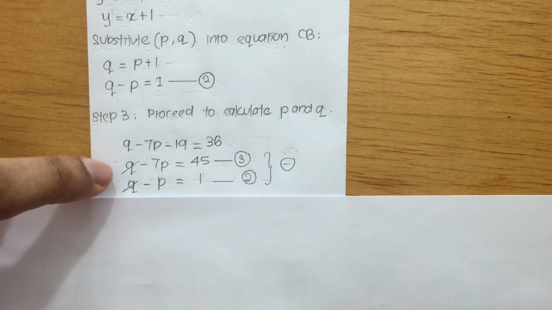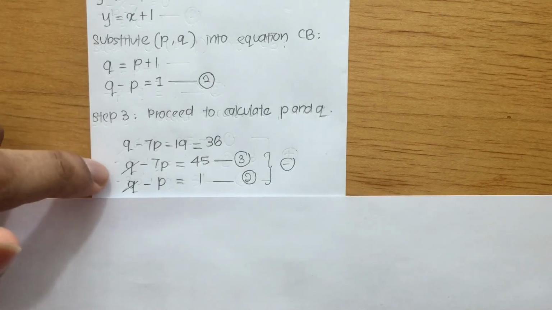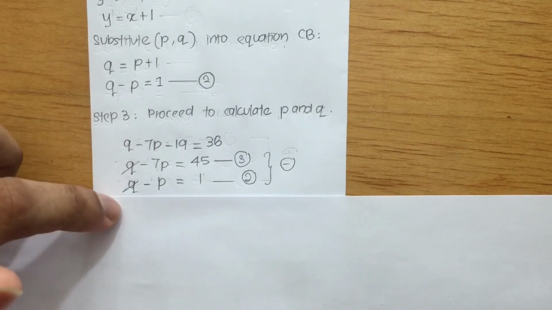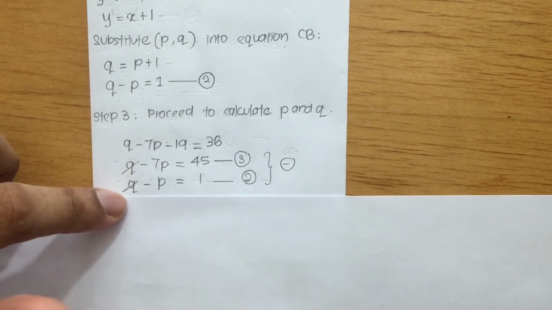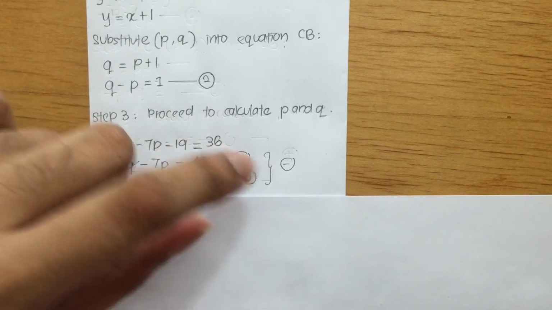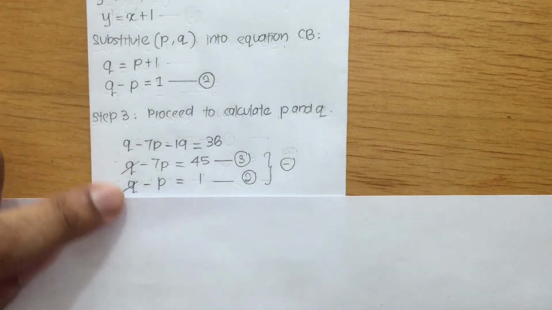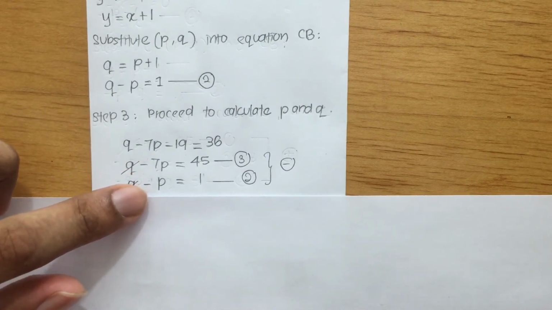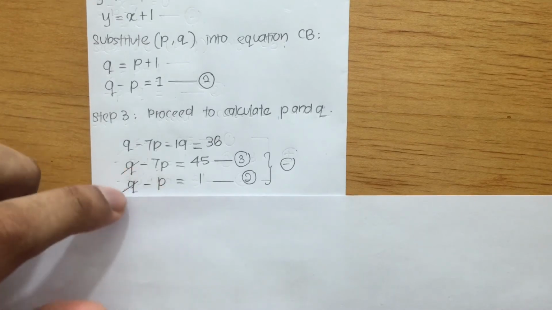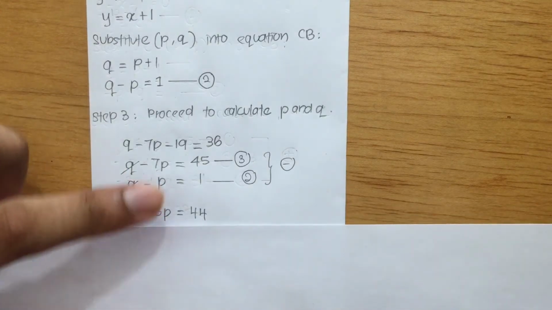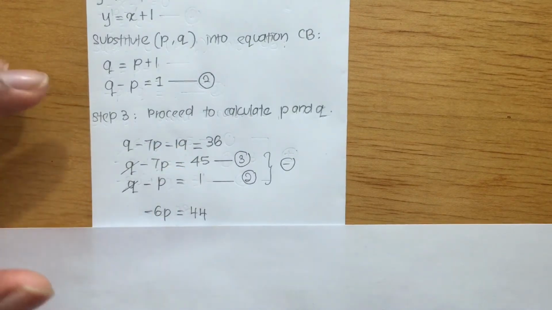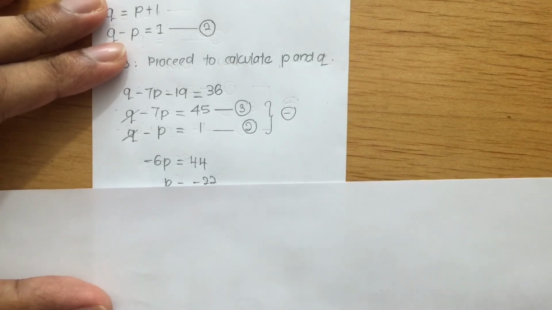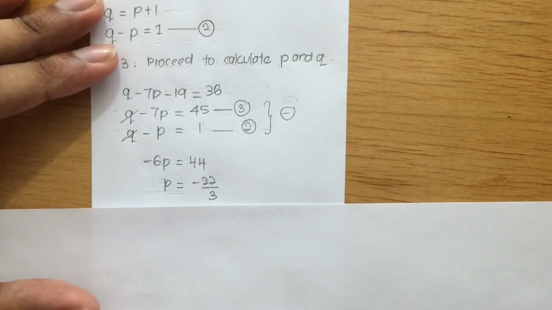So what we're going to do now is apply the elimination method, guys. So now we can eliminate the q variable using the minus, so equation 3 minus equation 2. So q is eliminated, so negative 7p minus with p, from here you get negative 6p, and 45 minus 1 you get 44. Okay, so negative 6p is equals to 44, so you get your p is equals to negative 22 over 3.